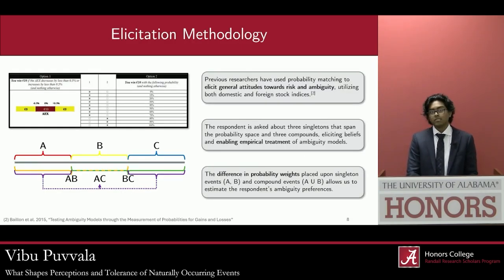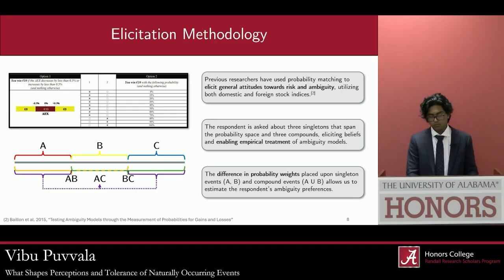Previous researchers have used the probability matching framework that I talked about earlier to elicit general attitudes towards risk and ambiguity, utilizing both foreign and domestic stock indices. Respondents were asked about an ambiguous option 1, where you would receive a payoff if the outcome occurred, or a risky option 2, where you would receive a payout with a fixed probability. And the respondent was asked about 3 events that together span the entire probability space. All that means is that no matter what happens, the outcome falls into one of the 3 boxes.